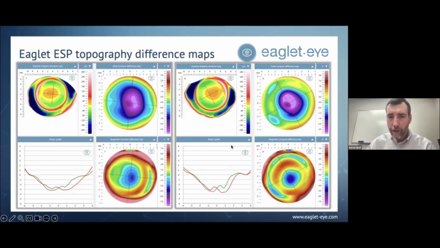On this particular map, the other thing worth noting is the eye dominance. We did make the treatment zone bigger on the dominant eye, a little bit smaller on the non-dominant eye.